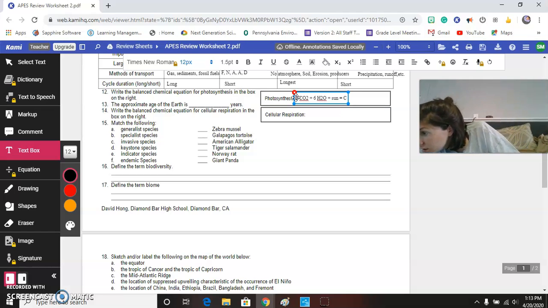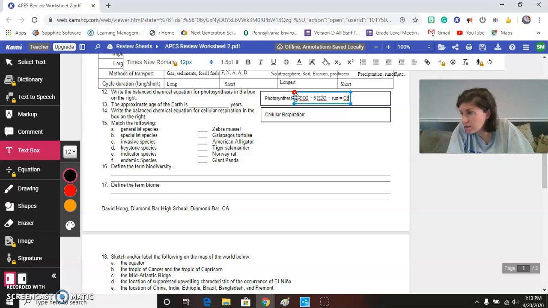sugar, glucose, which is 6 C6H12O6, plus your oxygen. That's six of those though.